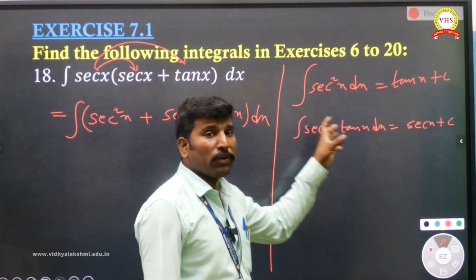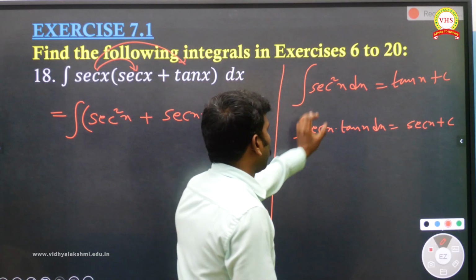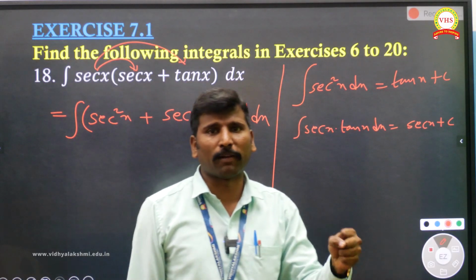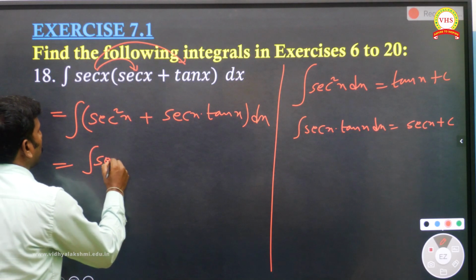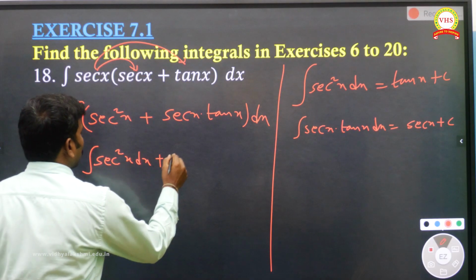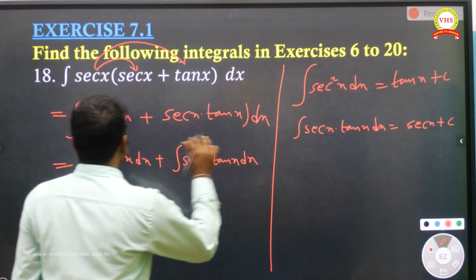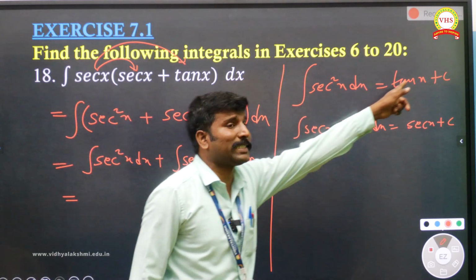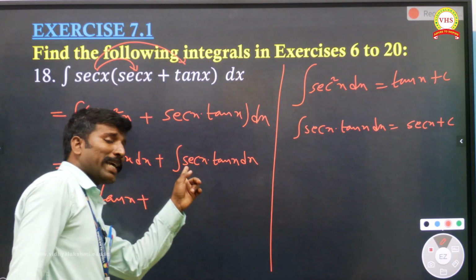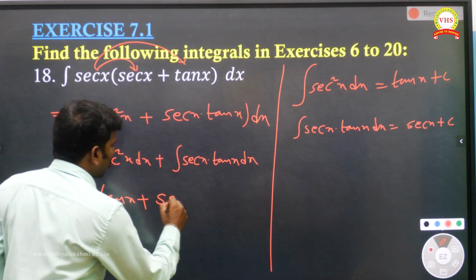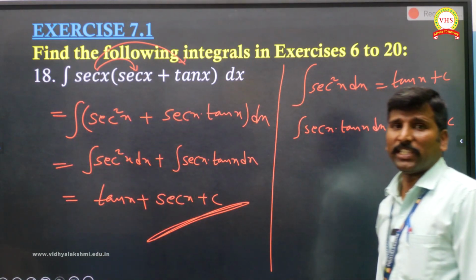Children, if you are clear on the formulas, very easily you can go, my dear. Very important formulas you should have. If you have the formulas, very easily you can complete. So integral of secant square x dx you apply separately, plus like that secant x into tan x dx. For this, the direct formula I mentioned is tan x. So tan x you have to write, plus integral secant x into tan x, which is just secant x, plus c. Is that our required answer for question number 18?